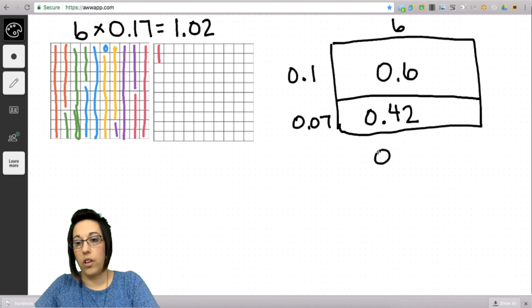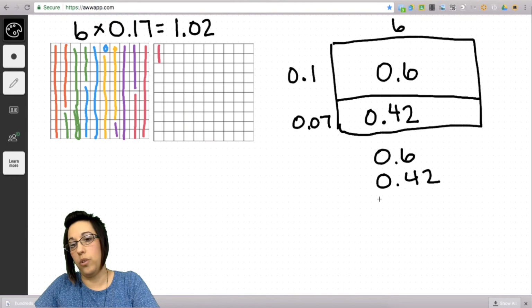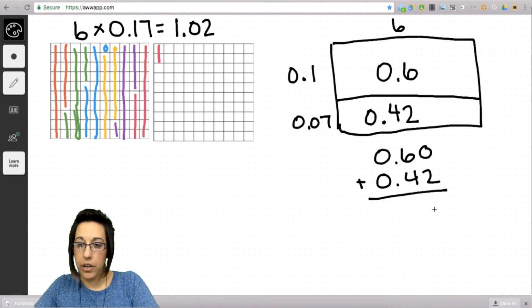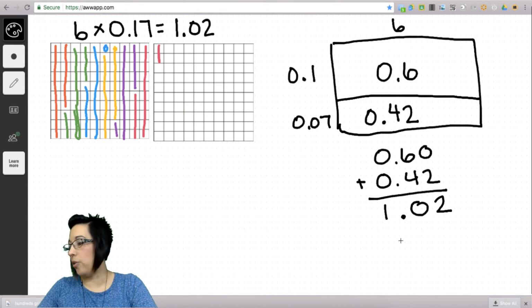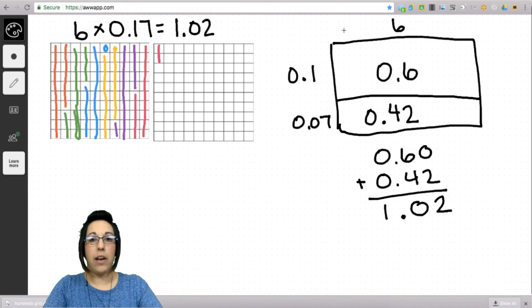So when I line them up, I've got 6 tenths plus 42 hundredths. I add my 0 here, annex it. 0 plus 2 is 2. 6 plus 4 is 10. And I get 1 and 2 hundredths. These strategies are really helping get me towards that algorithm. Be right back with another problem.